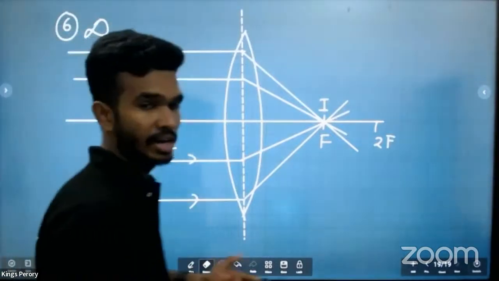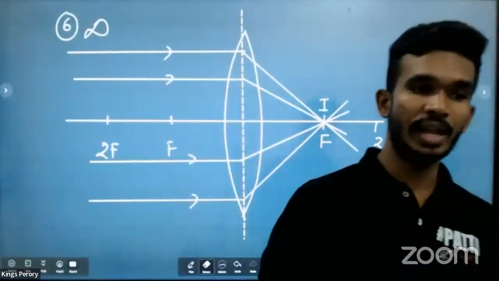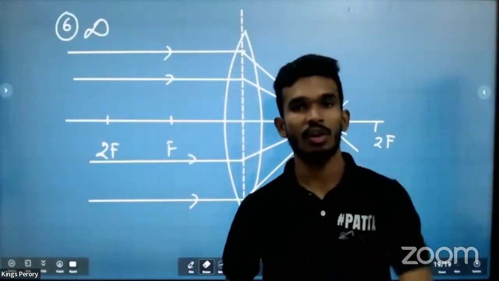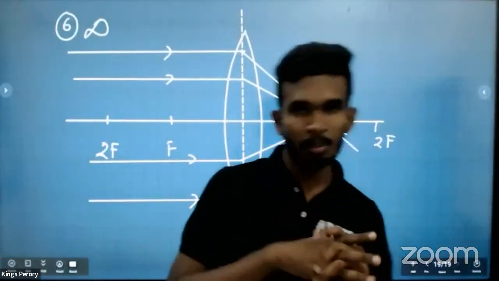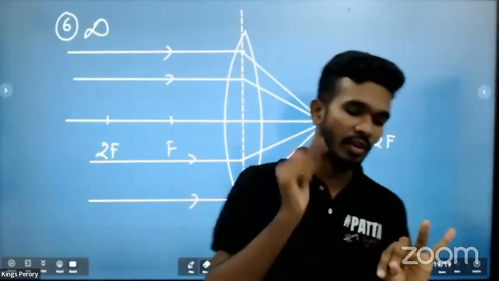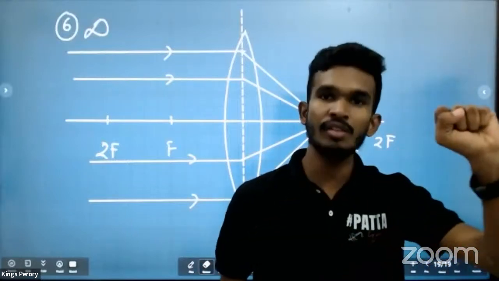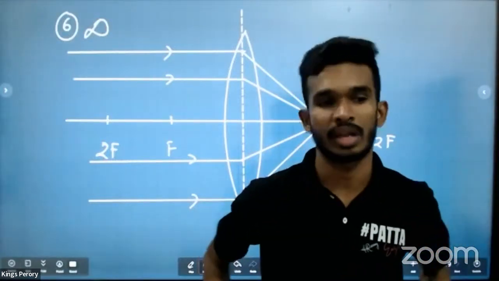That's it. Convex mirror and concave lens both are done. So remember the shortcut. First ray diagram, both same. Second, third, fourth, fifth, sixth. That means the remaining five use the shortcut and start drawing.